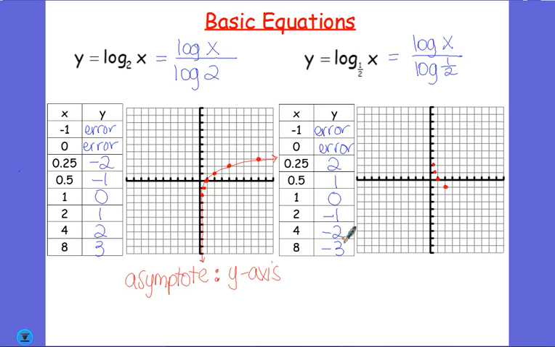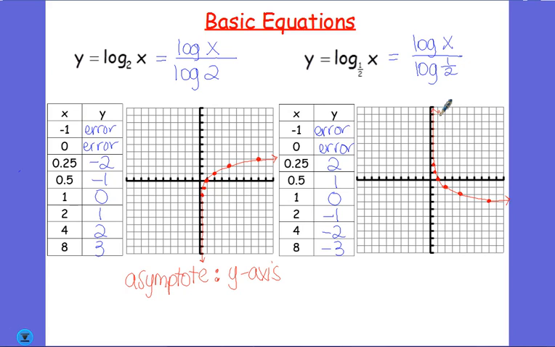Right 4, down 2. Right 4, down 2. And right 8, down 3. 1, 2, 3, 4, 5, 6, 7, 8, down 3. So does this look similar to what we just drew? Yes. We're going to connect our dots, and if you notice this time, they're going in a downward direction. Yes, you're going to keep going that direction. Yes, you're going to keep going up, up, up, up, up.